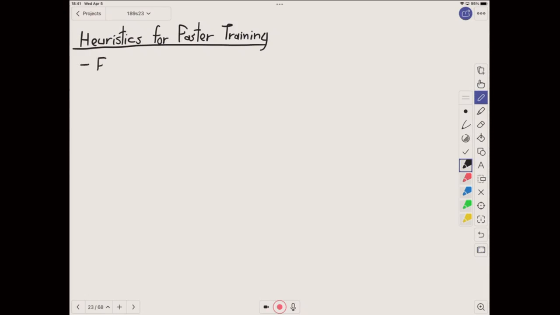So I already talked about one of them at the end of last lecture. I talked about the vanishing gradient problem and ways to mitigate it, and that certainly helps speed up training. So that's one example. Another one is understanding the difference between stochastic and batch gradient descent and when to use each one.